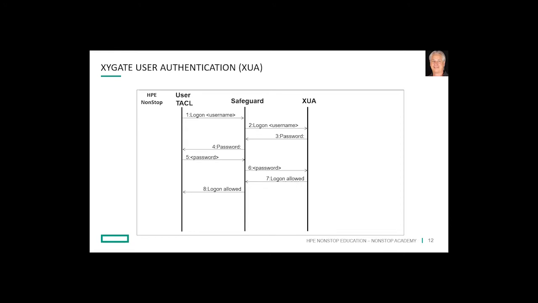XUA looks for a matching authentication rule in a file called UA-ACL. Multiple authentication rules can be in place at the same time so that different authentication rules can be applied to different groups of users.